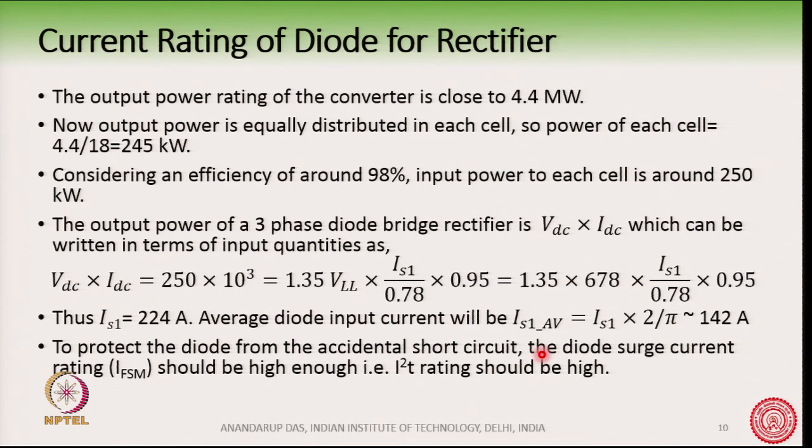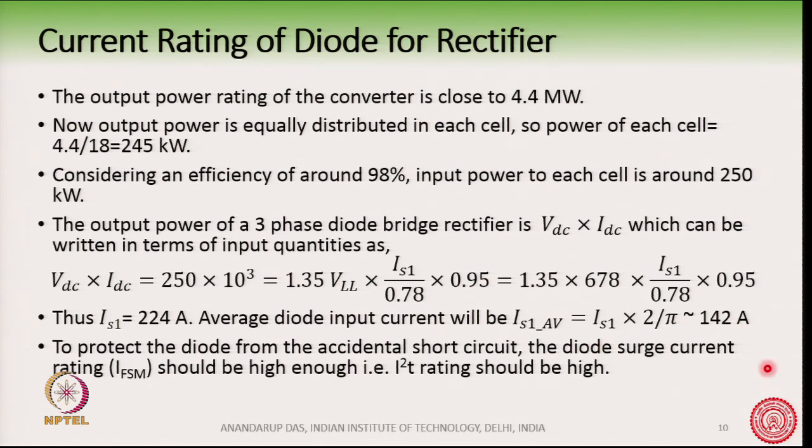You can see this one in any power electronics book, the rectifier section, and the DPF, the displacement power factor, is like 0.95. So, by substituting these values here, we get that the fundamental input side current is about 224 ampere, and the average diode input current will be 2 by pi times this IS1, that is about 142 ampere. So, this is the IF average, the average diode current, 142 ampere.